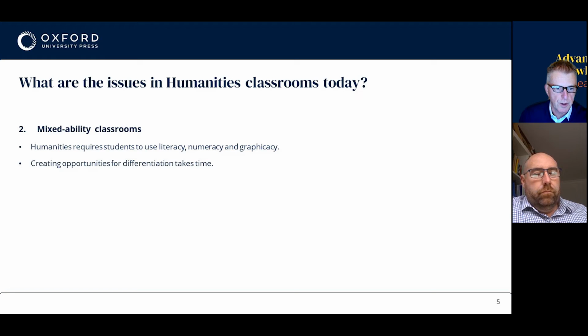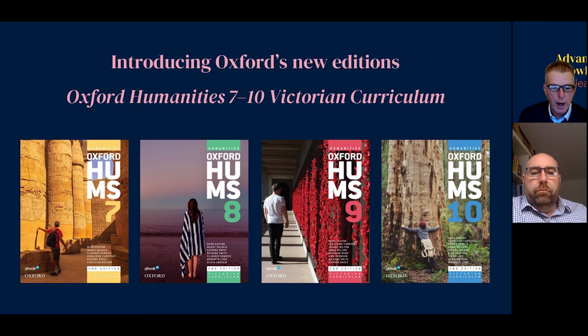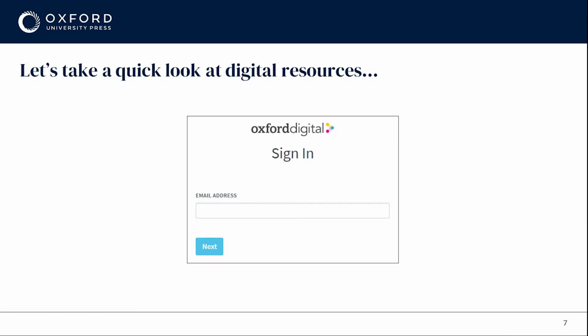Mixed ability classrooms. Humanities requires students to use literacy, numeracy and graphicacy. Creating opportunities for differentiation takes time. So now we'll talk about how Oxford Humanities 7 to 10 Victorian Curriculum addresses those issues and more. I'll hand over to Paul to take you through the OBook Pro.